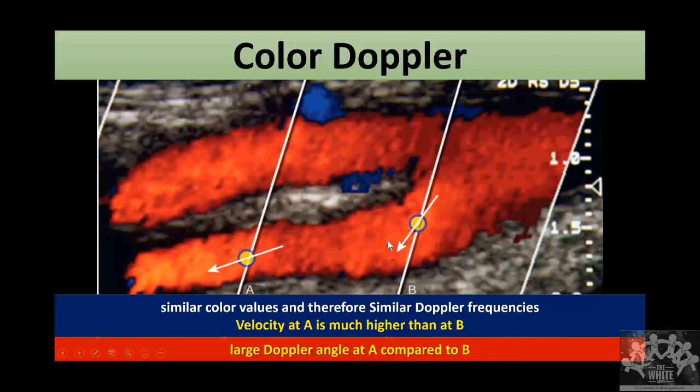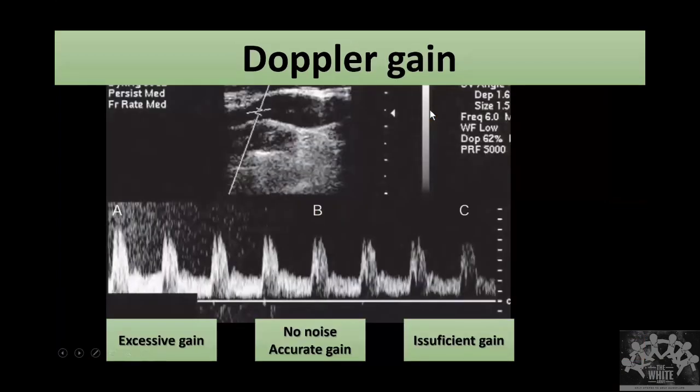Now this image is showing the area of the common carotid artery, which then bifurcates into the internal and external carotid artery. It is appearing red because the movement of the blood is towards the probe. That's how the color appears. It's a color Doppler. The one I showed previously was the spectral Doppler. So how do I measure the spectral Doppler?